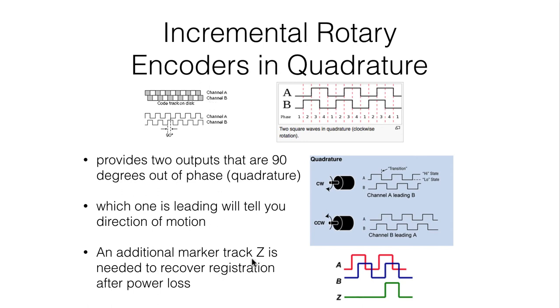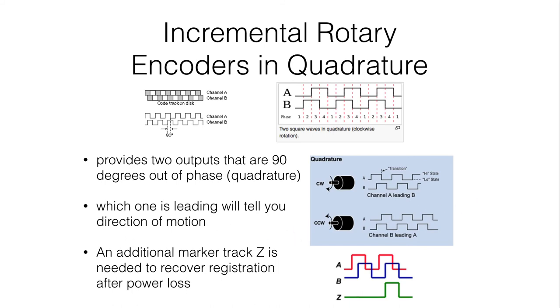And if we wanted to actually get some absolute information, it's quite common to also have a third track on there that just has one blip on it so that we can detect our registration after power loss. So after we've gone through one full rotation, we can figure out where we are in the rotational scale and follow along from there.